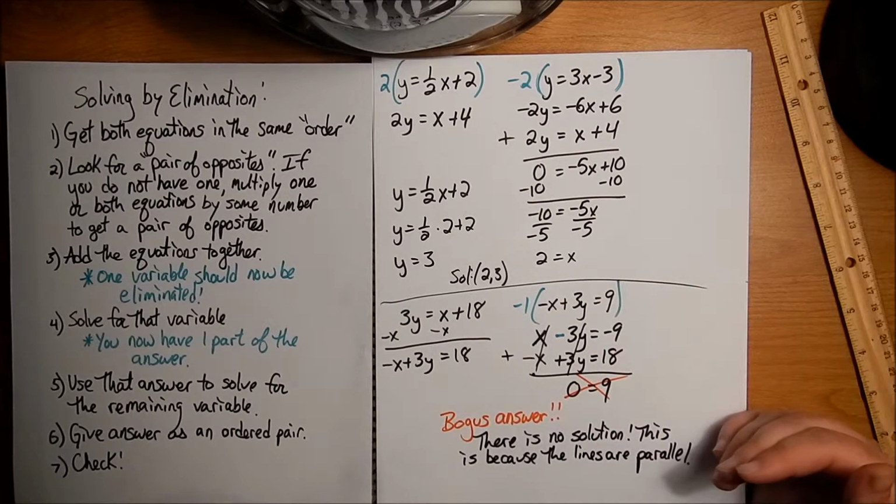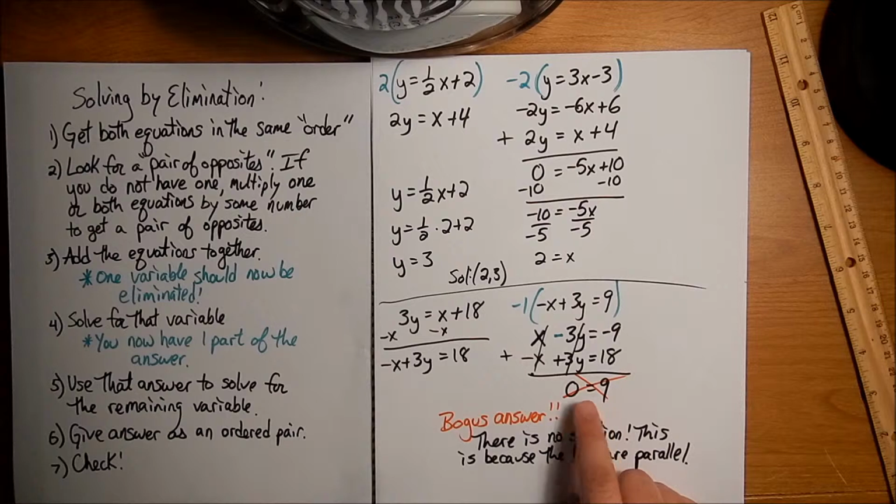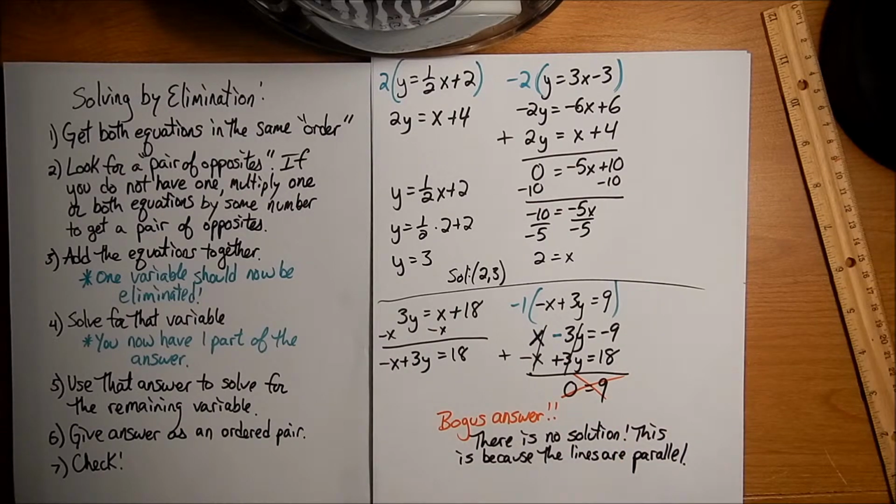So, if you're going through your math, you're sure you didn't mess anything up, and you get a bogus answer, 0 is not equal to 9. This could be anything. You could have 2 equals 5. No, it doesn't. Anything that doesn't make sense right there, and all your variables are gone, that's what that indicates.